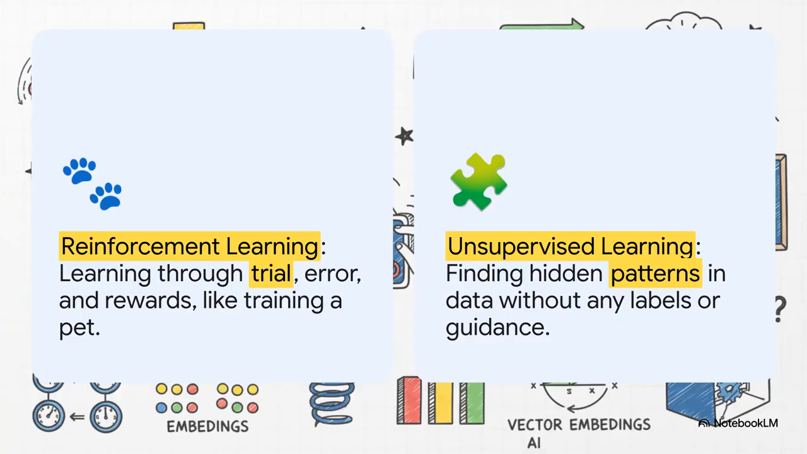So how does it actually go about learning? Well, there are two main ways to go about it. On one side, you've got reinforcement learning. This is exactly like training a pet. The AI tries something, and if it does a good job, you give it a reward. It learns by trial and error. But on the other side, you have something totally different, unsupervised learning. This is where you just dump a gigantic pile of data in front of the AI and say, go figure it out. There are no hints, no labels.